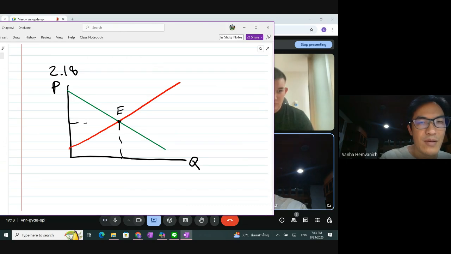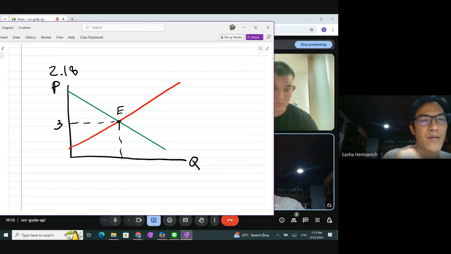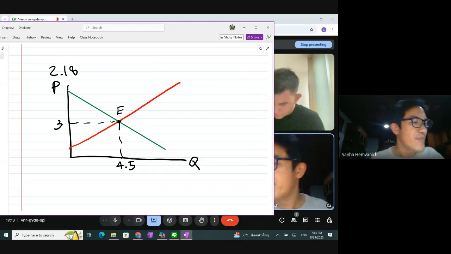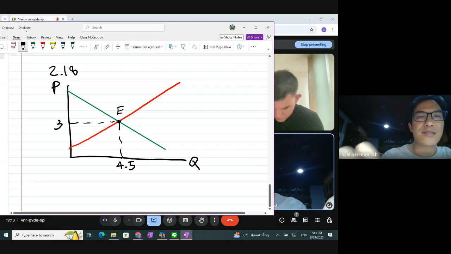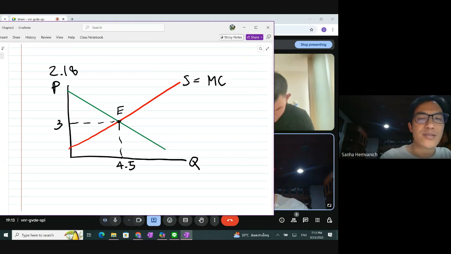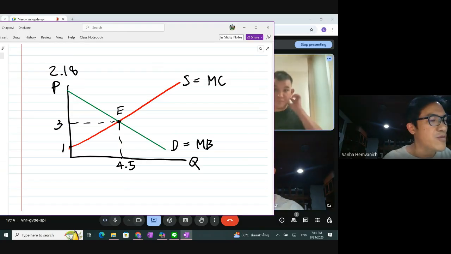So P at the equilibrium is 3, and Q is 4.5. And we know the intercept of S. S is supply, which is equal to the marginal cost of the society, and D is equal to MB. The intercept of the supply curve is at 1, so this is P equal to 1.